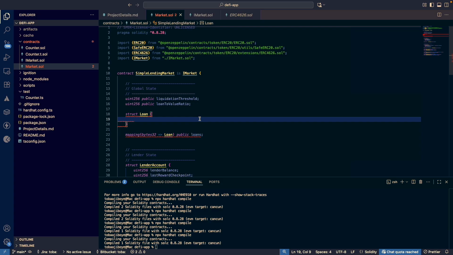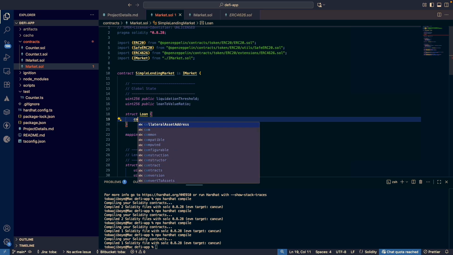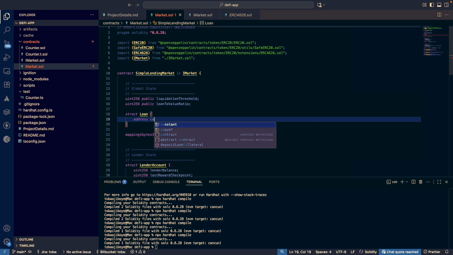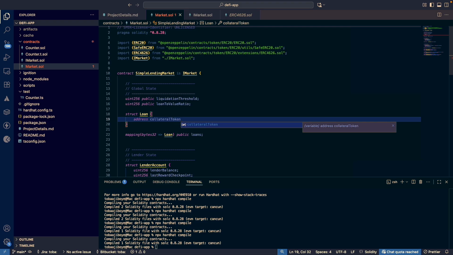So maybe we don't store it for now. But what are the things that we need to know when a loan is taken out? One, let's know what the collateral is. So the collateral token address. Very important.